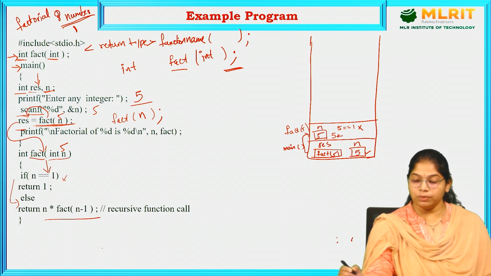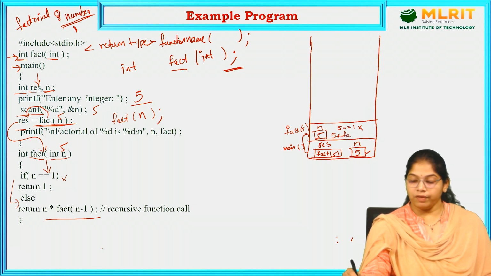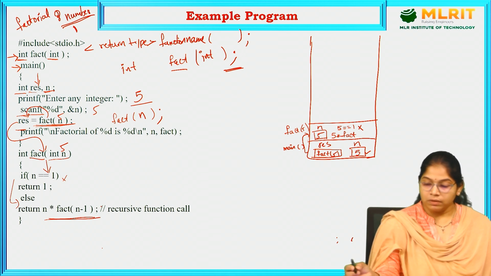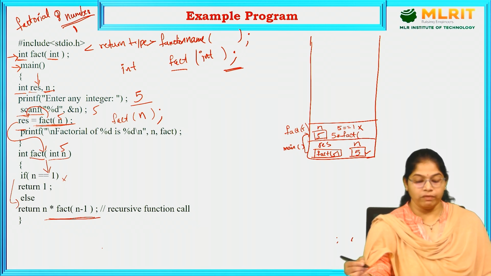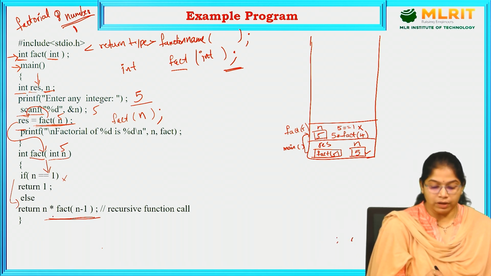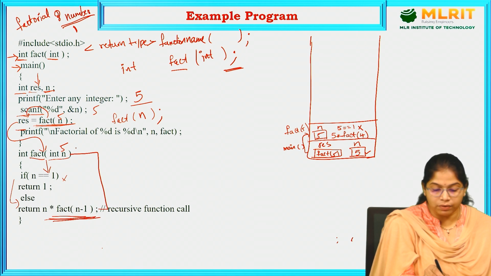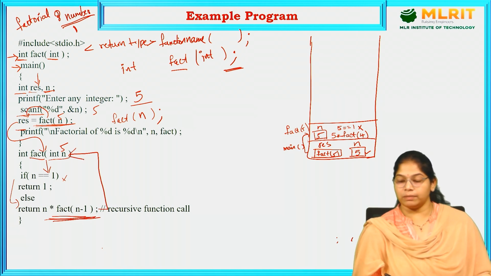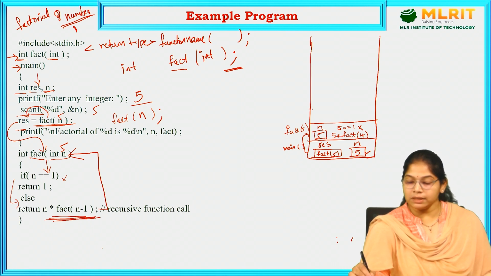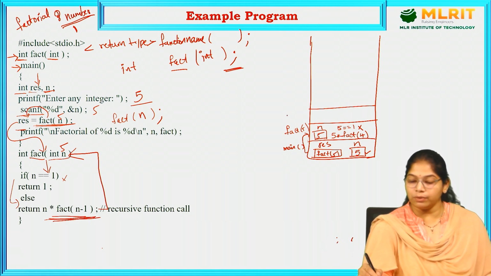5 into fact of n minus 1, where n is 5. 5 minus 1, so it is 4. Here we are calling the same function. This is a recursive function call. So again the control goes to the function definition. Fact of 4 is like fact of 5, where some memory segment is allocated to the function fact of 4.